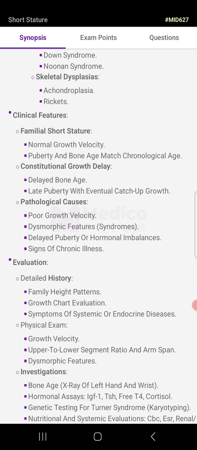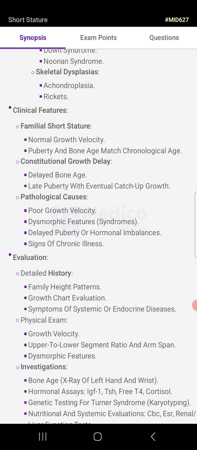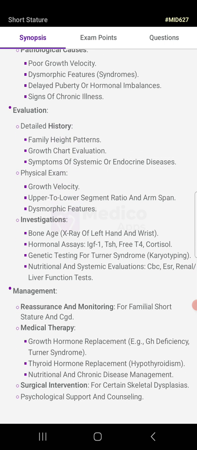For the clinical features, the familial short stature: they have normal growth velocity, puberty and bone age matches the chronological age. For the constitutional growth delay, they have delayed bone age, late puberty with eventual catch-up growth. For the pathological causes, poor growth velocity, dysmorphic features like syndromes, delayed puberty or hormonal imbalances, signs of chronic illness.